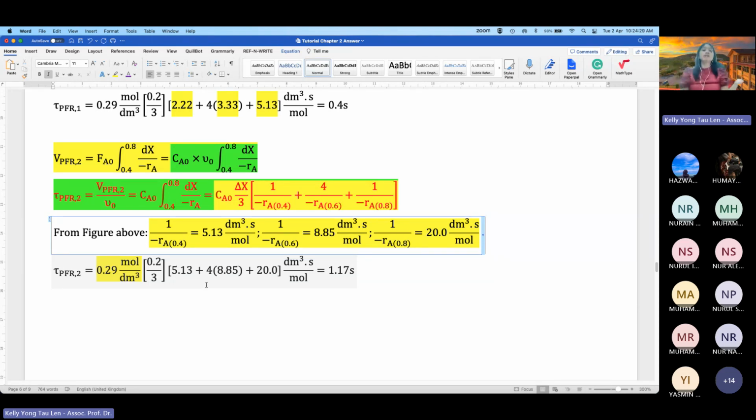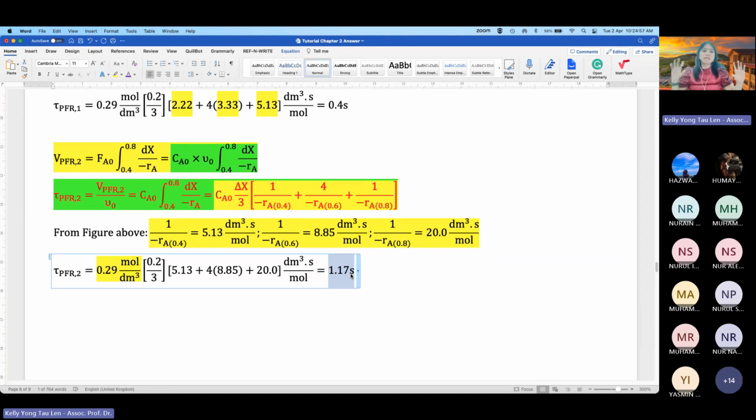Delta X, so again delta X is the gap between initial X 0.4 and middle X 0.6. So 0.4 to 0.6, the difference is 0.2. If you look at the back part also, 0.6 to 0.8, the difference is still 0.2. So that's why the delta X is 0.2. So now you get your space-time for the second reactor. When you calculate, you get 1.17 seconds.